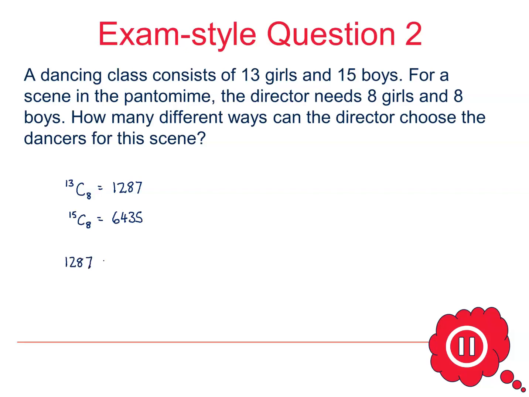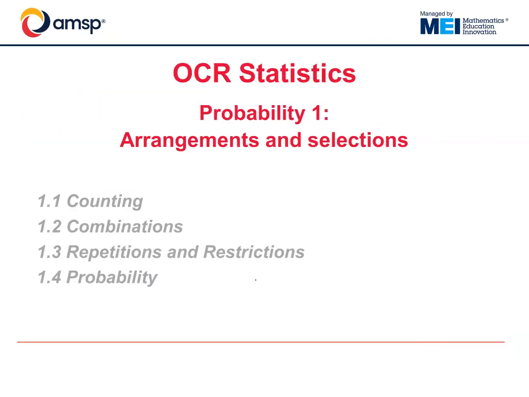So 1,287 ways of choosing the girls multiplied by 6,435 ways of choosing the boys, giving me a total of 8,281,845 ways of choosing the girls and the boys using the multiplication principle. That's the end of this video on probability and the end of this section.